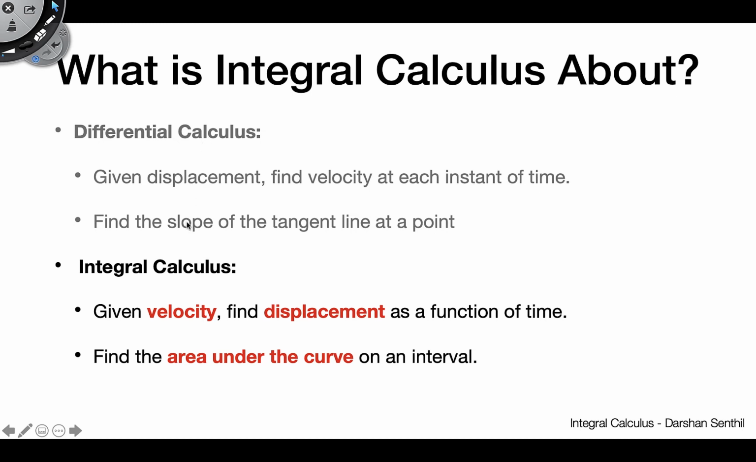Likewise, in differential calculus, we can find the slope of the tangent line at a point, right? Using the derivative, we can find the slope of the tangent line. That's the geometric interpretation of the derivative. And the analogous geometric interpretation for the integral is the area under the curve, and we saw how that's also calculated in the previous video.